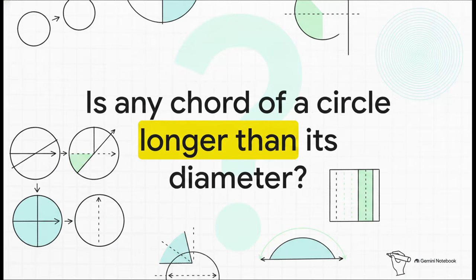I'll leave you with one final provocative question to ponder, right from the end of the textbook exercises. Is there any chord of a circle that is longer than its diameter? Think about the very definition we started with today. Think about how longer chords move closer and closer to the center until they finally pass right through it, becoming the diameter. Can anything stretch further across a perfect circle than the line passing through its very heart?